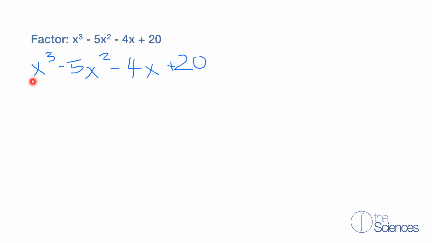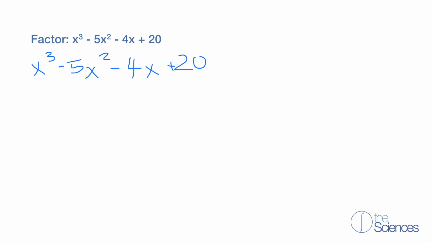So here we have just a variable. Here we have a coefficient and a variable. We have a coefficient and a variable, and here we just have a coefficient. But none of them are multiples of each other other than 1. So what we're going to do is factor by grouping.